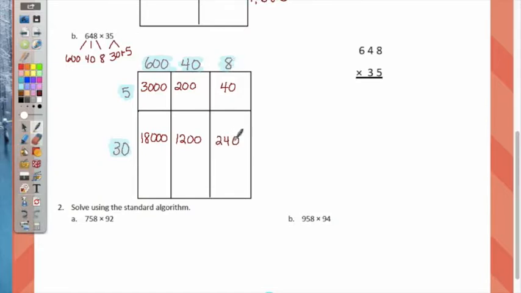Okay, so now it's time to add them up. And I'm going to tell you right now, if you can add them in your head, that's fine. Just don't make any mistakes. Got it? I can add 200 plus 40 pretty simply, right? So if I'm going to add 240 to 3,000, you can do it in your head or you can write it out. So now I will add 240 to 1,200.